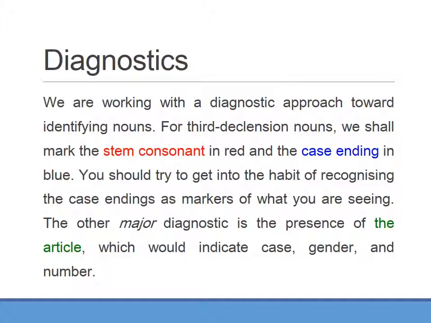Whenever the article is present, it will identify the case, gender, and number of the noun. Remember, they will always be in agreement. So always look for the article. It's a key and clear diagnostic. When the article is not present, you must be able to parse the noun by looking at the case ending and seeing how it's been applied to the noun stem.